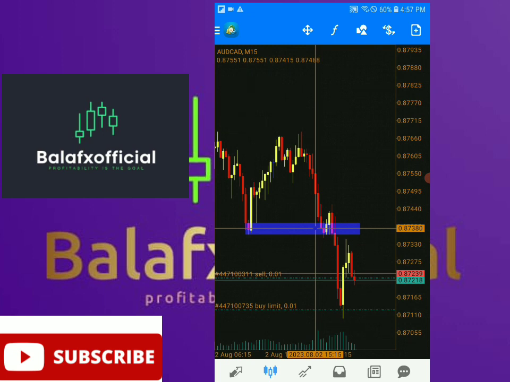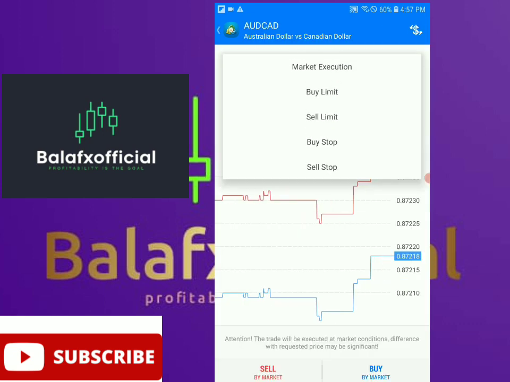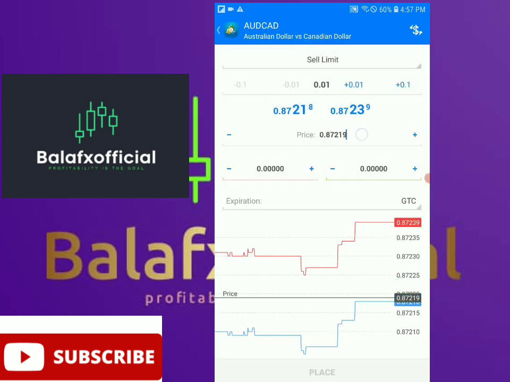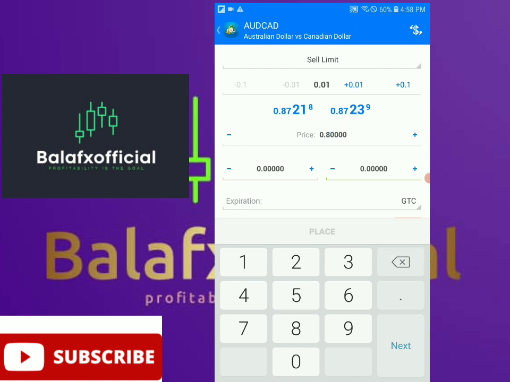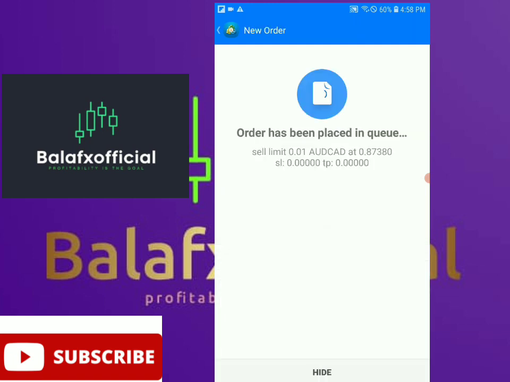0.87380. So this is the price we are going to use. Then market execution, sell limit, 87380. Then I'll place it.